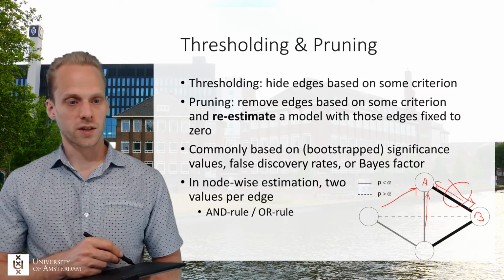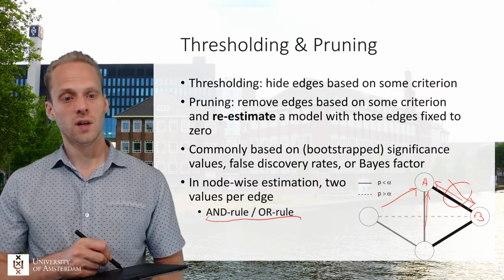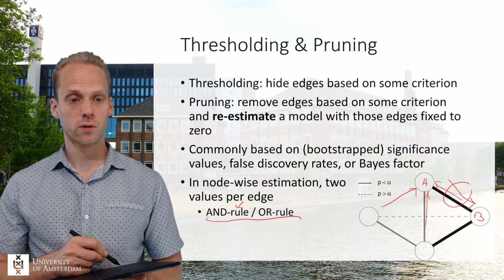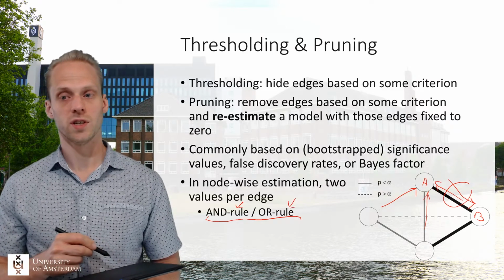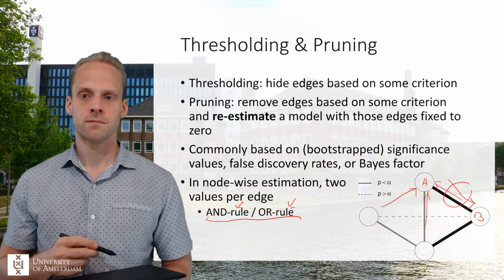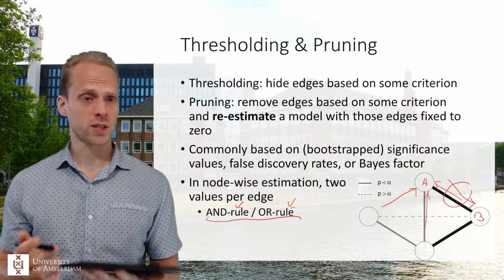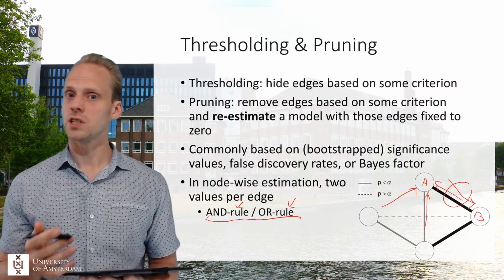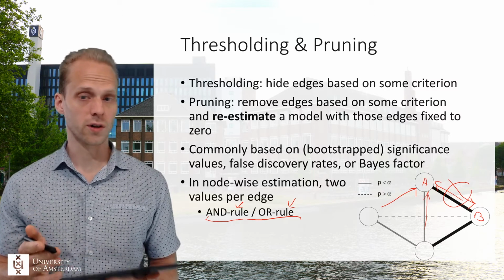But in case that's not the case, then you have to choose between including an edge if both are significant, which is the AND rule, or if one of them is significant, which is the OR rule. And that's really all there is to it in thresholding and pruning, that we look at some statistic per edge and then decide whether to include it or not, based on that statistic.